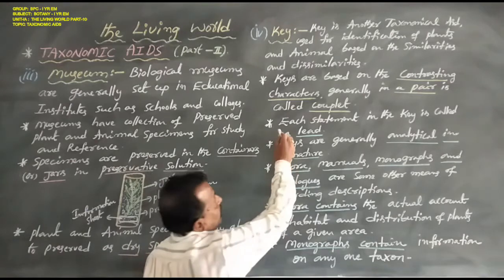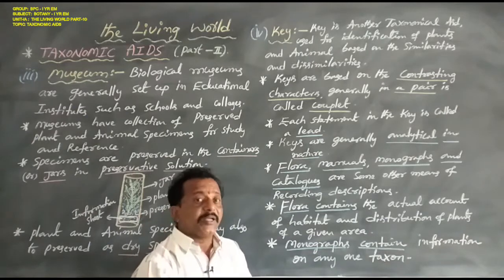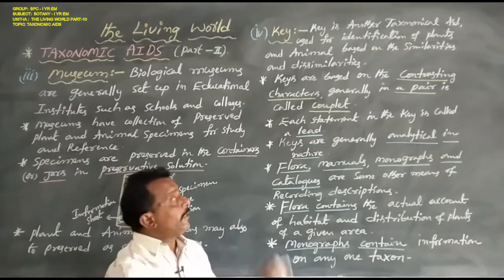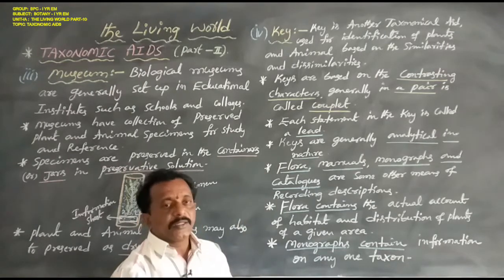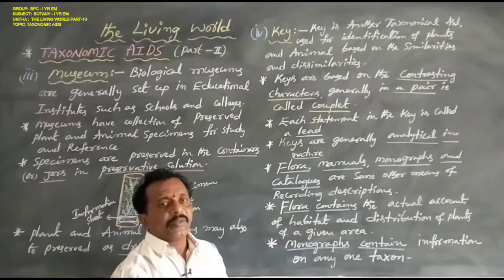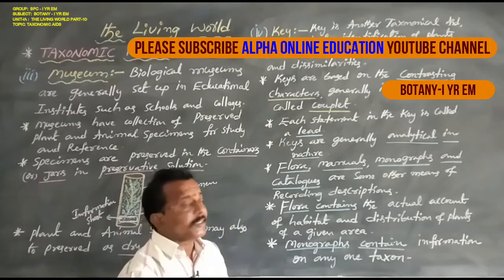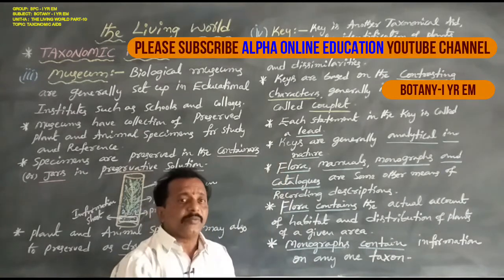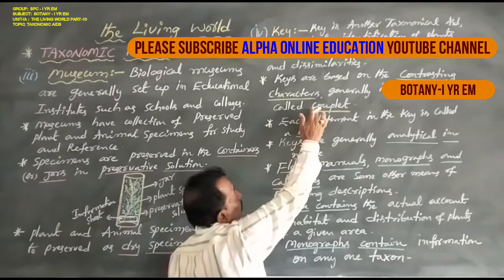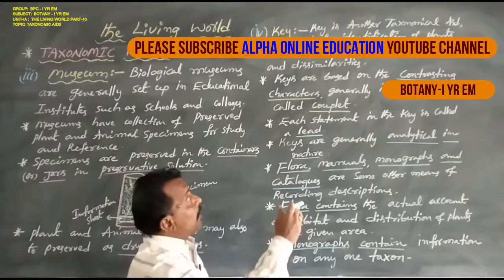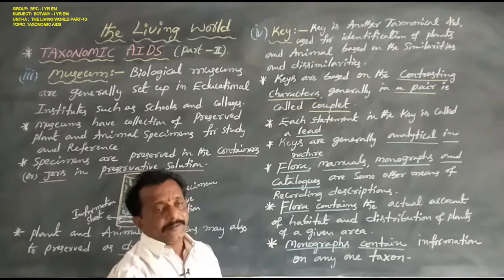Next, each statement in the key is called a lead. A pair of characters is called a couplet, but each statement in the key is called a lead. Don't get confused: this is a couplet and this is a lead. Both are key components, couplet and lead.